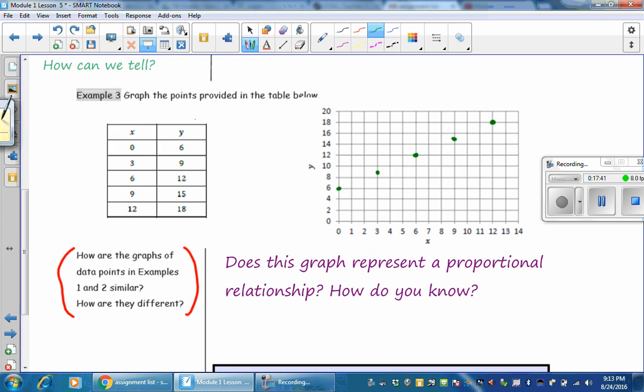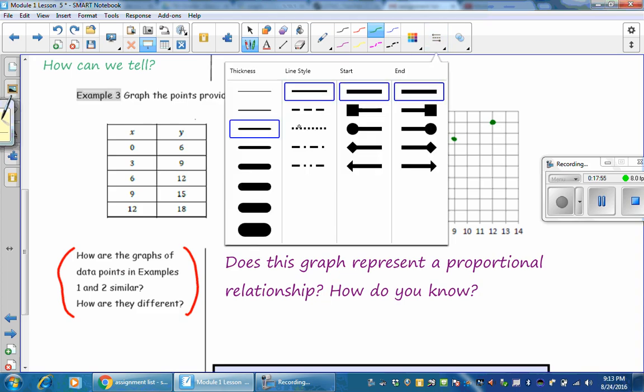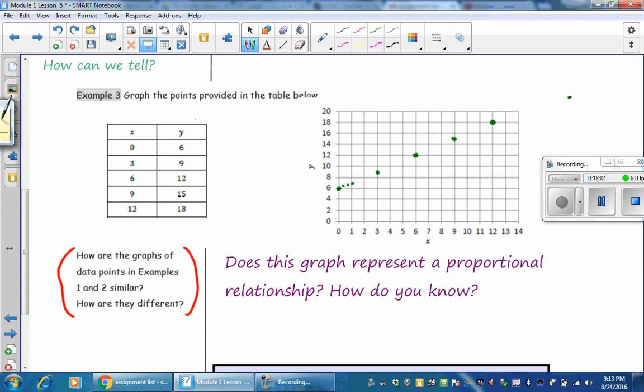Now the question is, does this graph show a proportional relationship, and how do you know? Well, two things have to be true. It has to be a straight line, and it has to go through the origin. So let's check to see if it's a straight line. Take your straight edge and connect your points. All right, so let's see. That doesn't exactly look like a straight line. I'm going to do that one more time. So I'm going to take a line, and I'm just going to double check that. All right, so yes, that is a straight line.